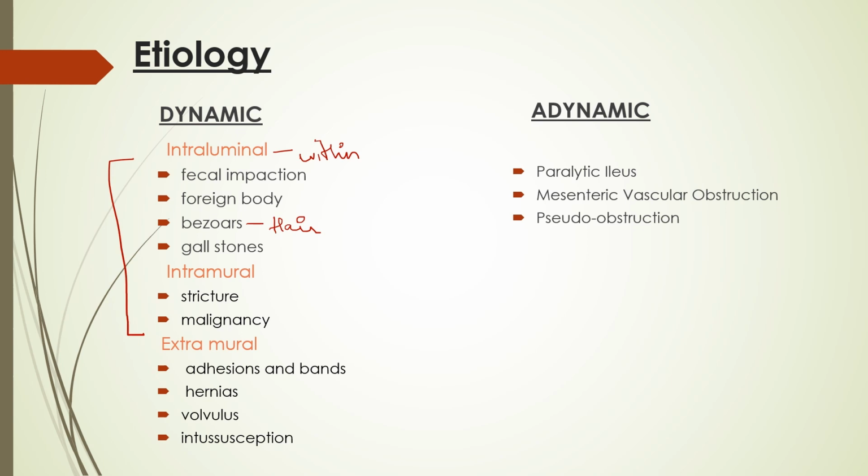The intramural causes arise from the bowel wall, for example, strictures or malignancies. Strictures can be seen in Crohn's disease. The extramural causes extend beyond the bowel wall, for example, adhesions and bands, hernias, volvulus, and intussusception. We're going to learn about them shortly. The adynamic causes include paralytic ileus, mesenteric vascular obstruction, and pseudo-obstruction.